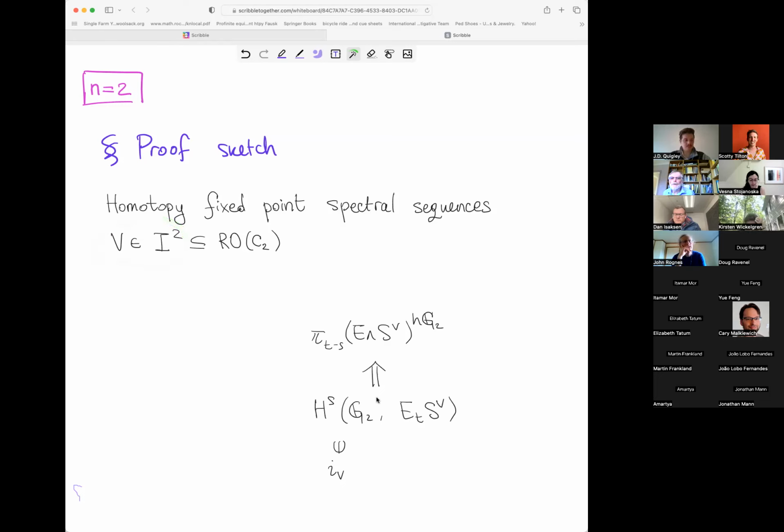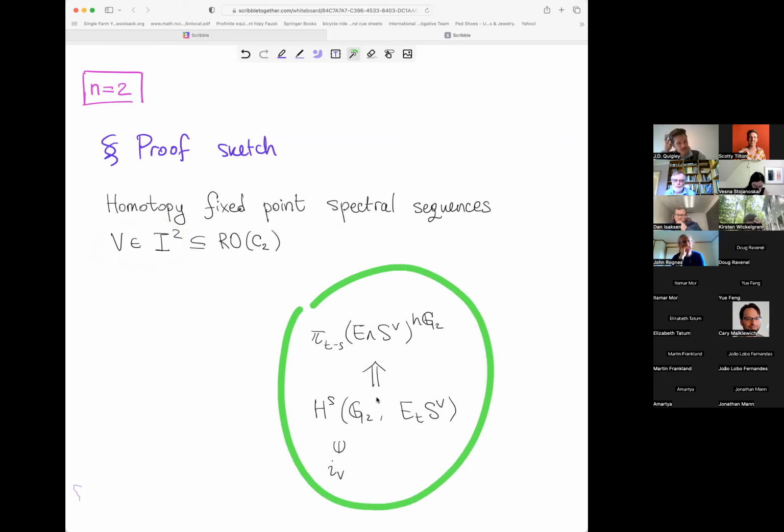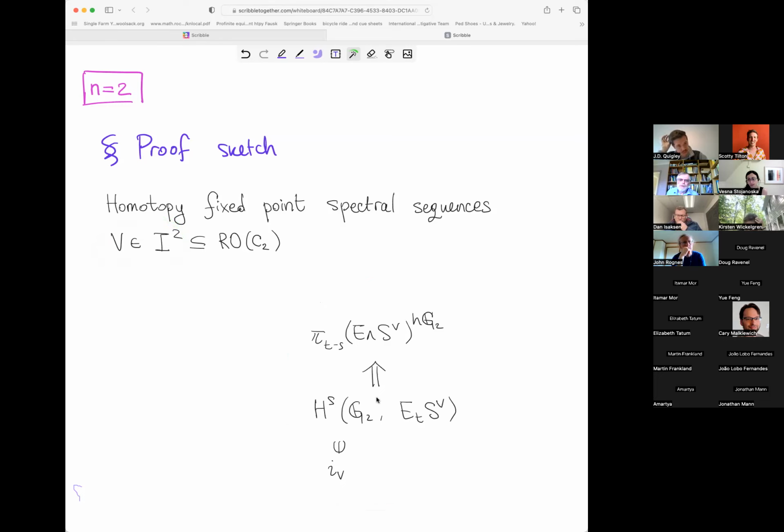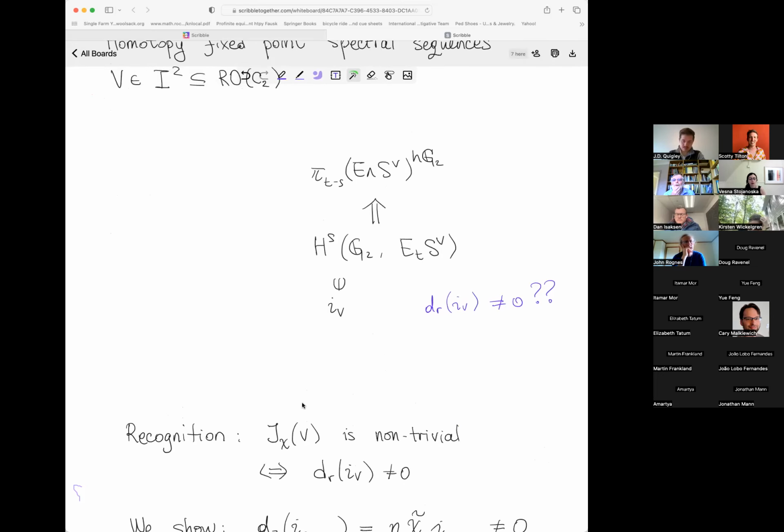So what we'd like to do is study this homotopy fixed point spectral sequence, which is actually the same as the K(2)-local Adams-Novikov spectral sequence that I talked about earlier. And then there's this fundamental class that I've called I_V. The question is, are there differentials on this fundamental class? If there is a non-zero differential on it, then we know we have a non-trivial element. So I wrote that out as a sort of recognition guiding principle.